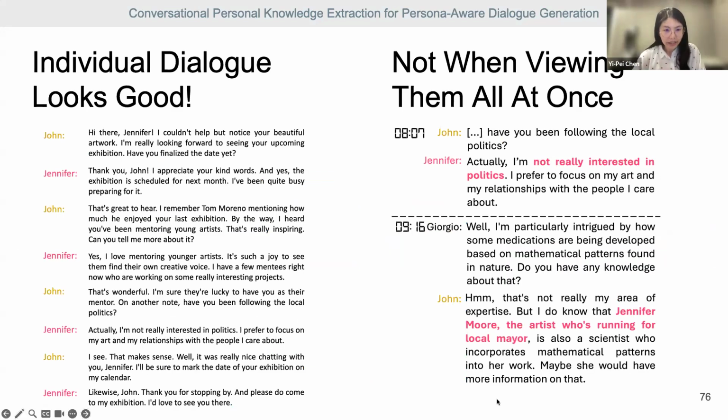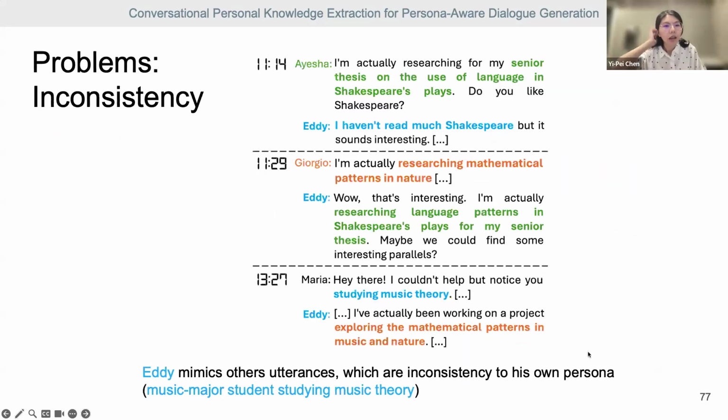Here is an example. If you look at one individual dialogue, it looks fluent and coherent. However, if you look at the dialogues at different time slots, you'll find some contradictions. For example, in the previous dialogue, Jennifer mentioned that she's not really interested in politics. However, in the later dialogue, John says that Jennifer is running for local mayor, which is not likely to happen. And these are some other inconsistency issues.